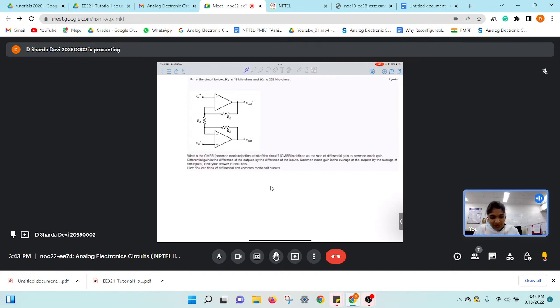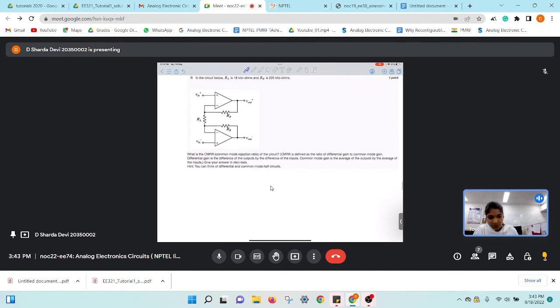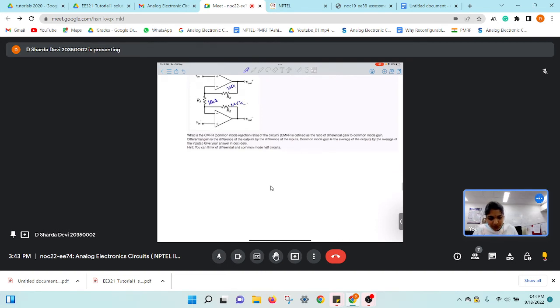So in this particular stage, RA and RB have already been given. It's 18 kilo ohms and it's 225K. It's also 225K. So now you have to find the CMRR. What is the CMRR? That is the common mode rejection ratio. CMRR is the ratio of differential gain to that of common mode gain.